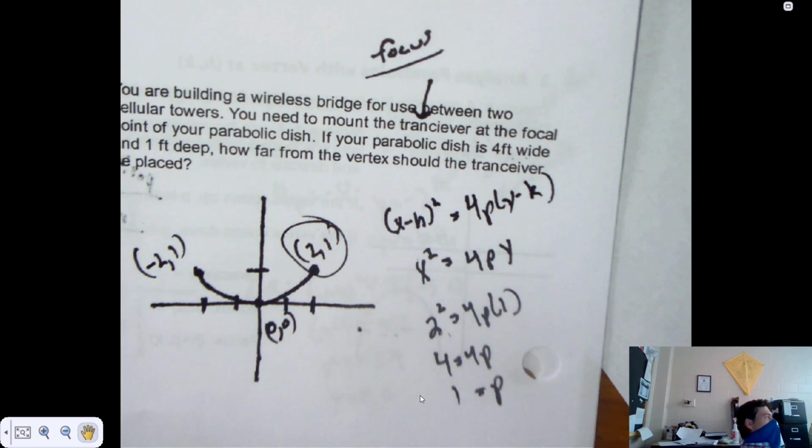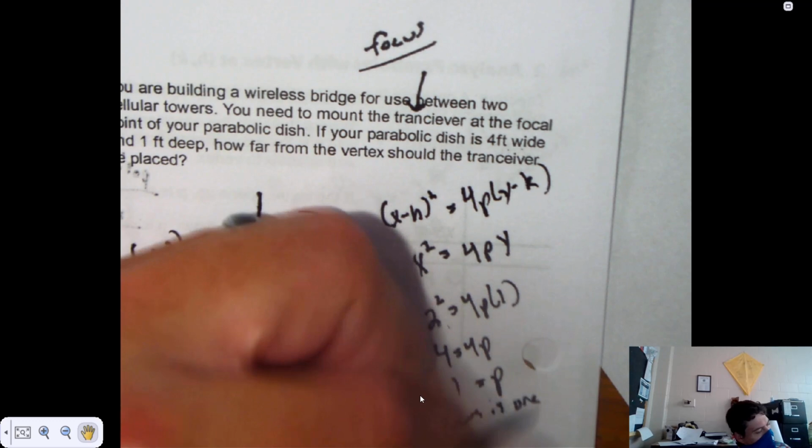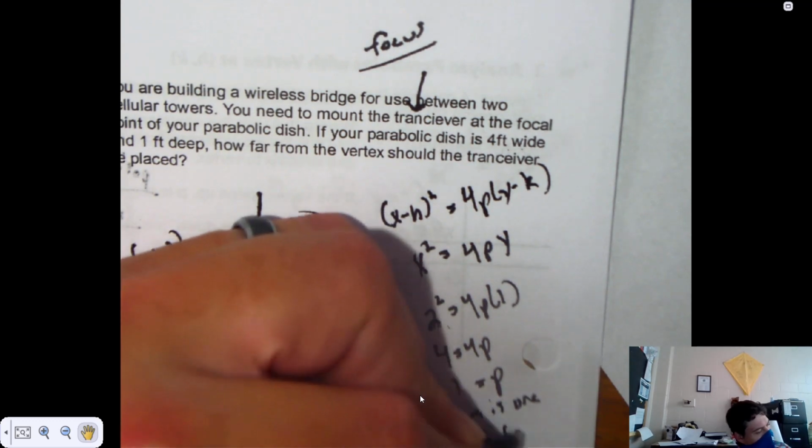If you know what the definition of p is. Haley Brooks, what's the definition of p? It's not necessarily the focus. It's the distance from the vertex to the focus or directrix. It's got 2 pieces to it. So we know that the focus is 1 unit from the vertex.